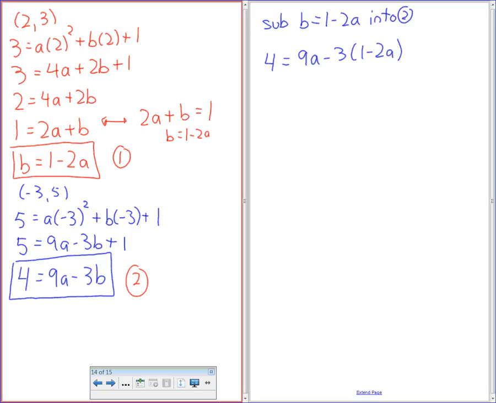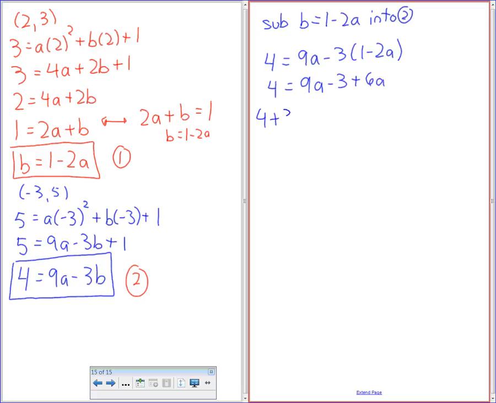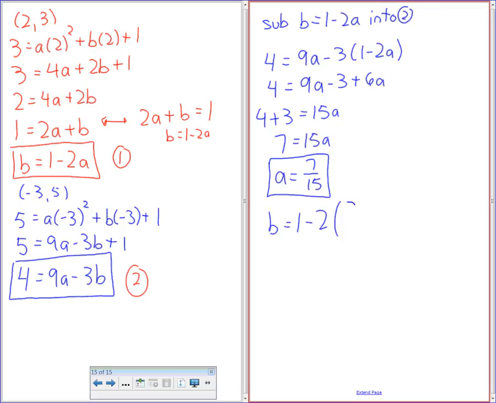All right, Luke, continue on, please. 4 equals 9a minus 3 plus 6a. Uh-oh, this is like a fraction to me. Yes, it is. That's okay. You guys have calculators and this is 3U. You can live with that. Okay, great. Tremendous, wonderful, awesome. How do I get my b value now? So we're back in the other one. So b then equals 1 minus 2 times 7 over 15.